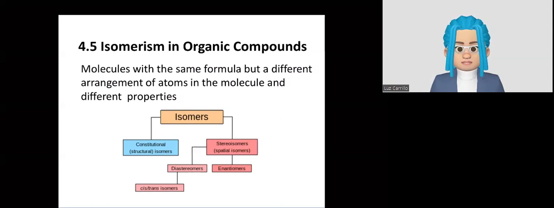Isomerism refers to the formation of isomers, and isomers by definition are molecules with the same formula, meaning chemical formula, but they have different arrangement of atoms in a molecule, and this different arrangement of atoms is going to lead these molecules to have different properties.